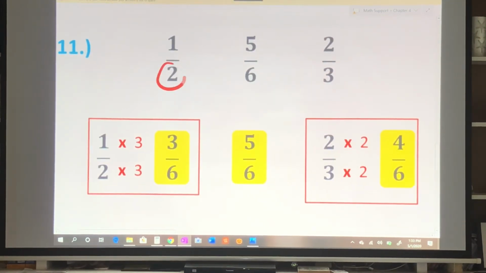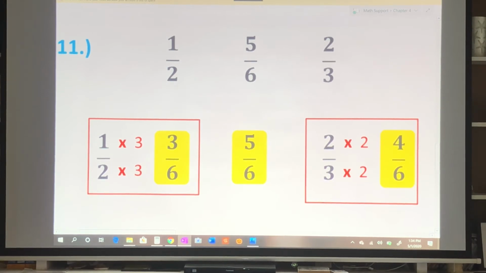See how 2 goes into 6 and 3 goes into 6? That's my common denominator. Somebody goes, it's got to be 12 or 24 or something. No, it doesn't. If both those numbers go into the larger one, like 2 and 3 both go into 6, there you go. There's my common denominator.